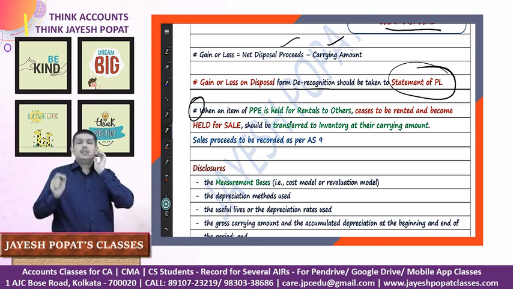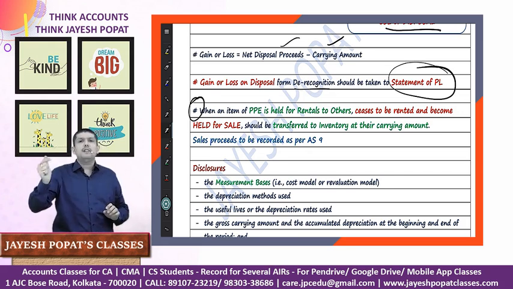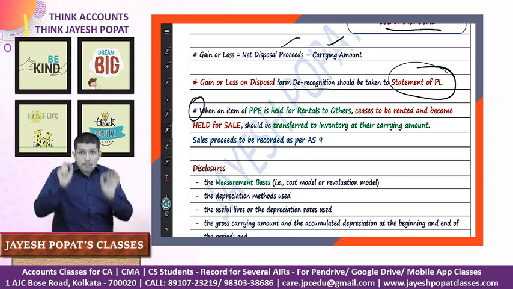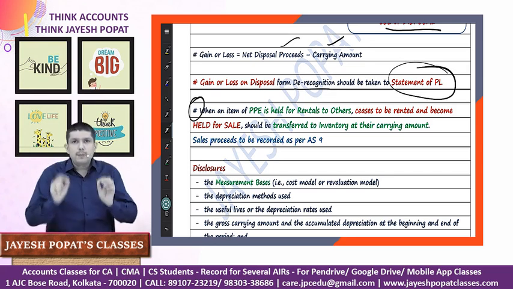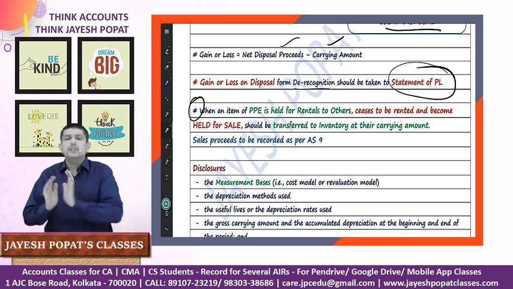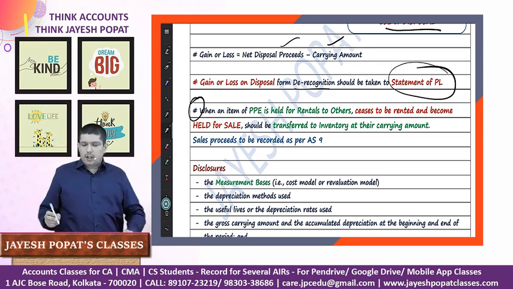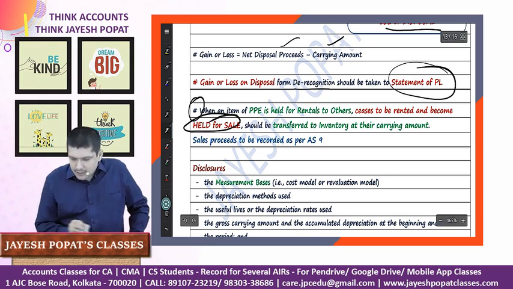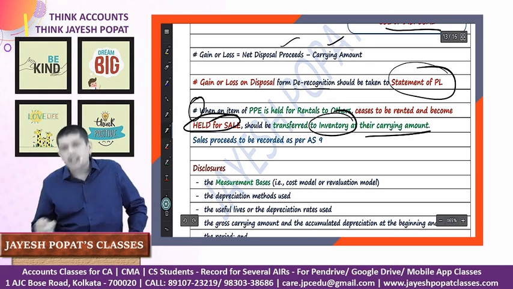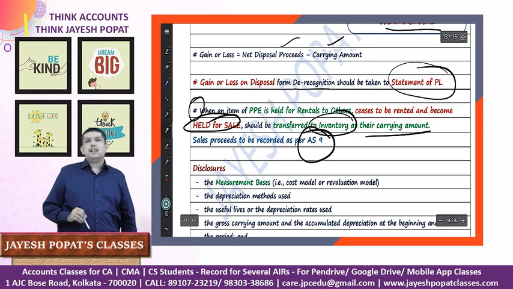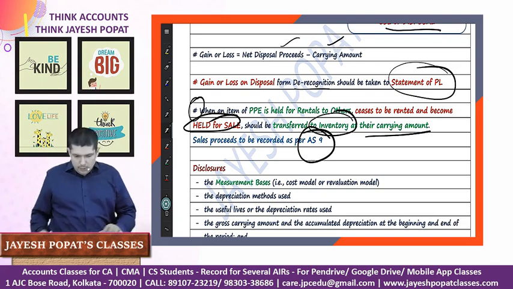So we have seen that whenever an item of PP is held for sale, it will be treated as non-current asset held for sale under other current assets in the current asset category in our balance sheet. But if you are using an item of PP for rentals to others and now you want to dispose of this item, it will not go under other current assets, right? It will be treated as your inventory. It should be transferred to inventory at its carrying amount, and the sales proceeds should be treated as revenue as per Accounting Standard 9. Please note this difference.